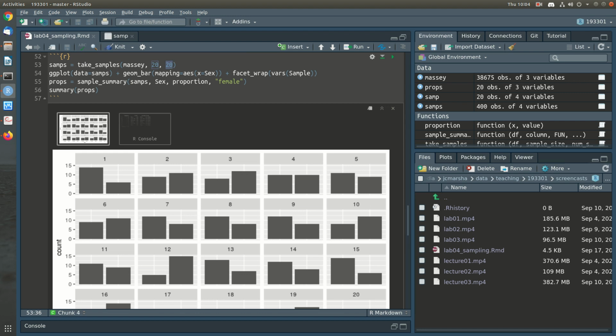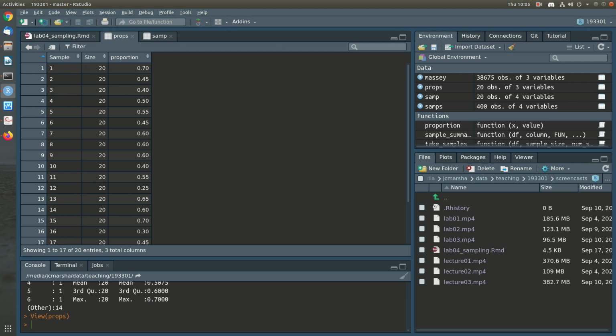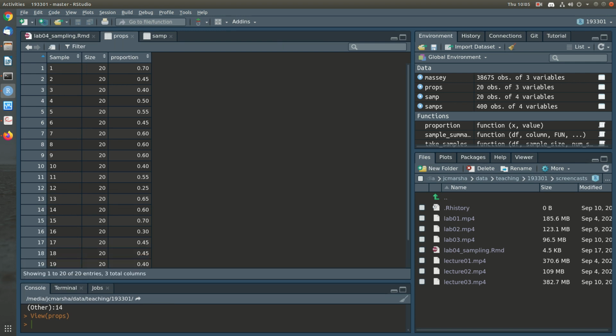And we can summarize the proportion. You can have a look at the proportions that we've got. Here's the sample, and here's the proportion in each sample. You can see we got that 0.7 there from that first sample. And in the lowest sample, we had 0.25, so we only had 5 females out of 20, which is 25%. So there's quite a bit of variation in the proportions.